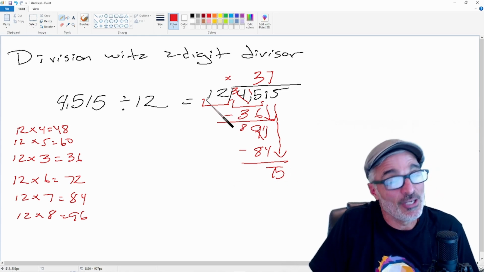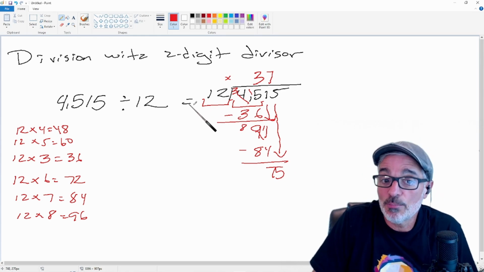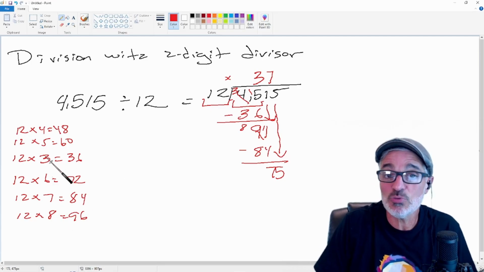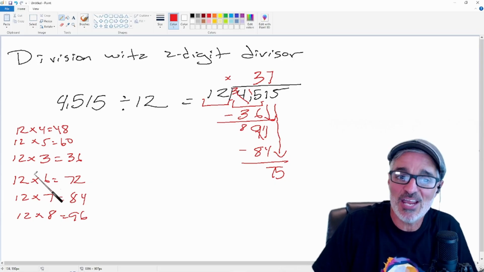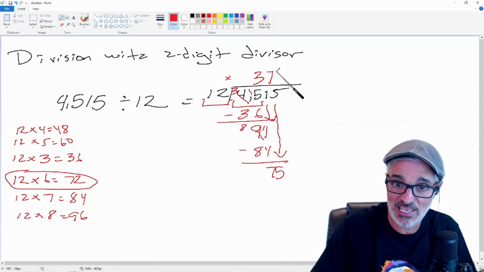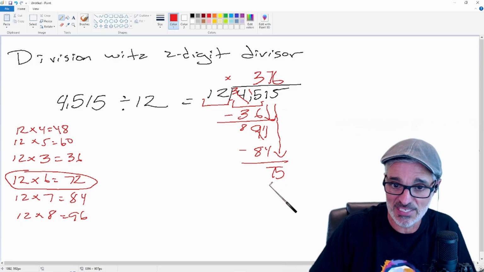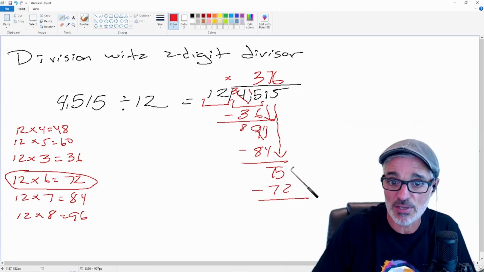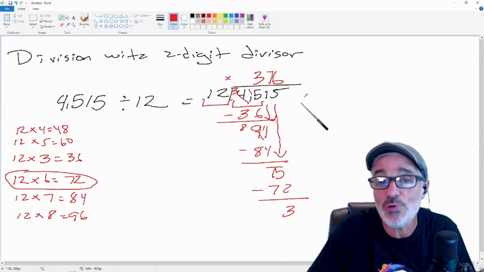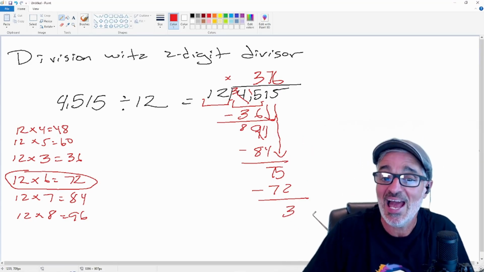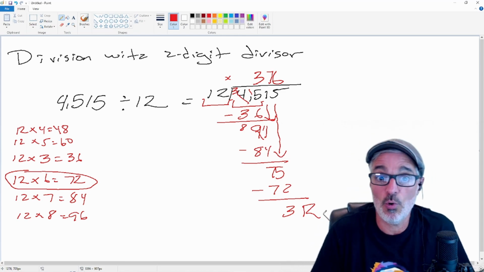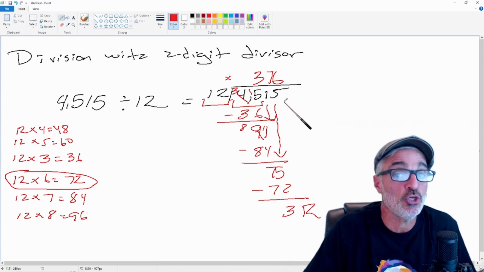Another way to ask that is, what number do I multiply by 12 to get 75? Oh, look at this. Because I was making this notation on the side, I already know that 12 times 6 is 72. So I can use a 6 here, and 12 times 6 is 72. Now I subtract, and 75 minus 72 is 3. Because I don't have any other number to drop down, I can say that I have a remainder of 3, unless I want to be more specific and use decimals now.